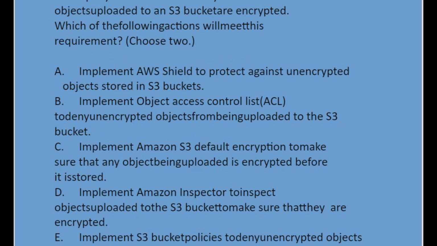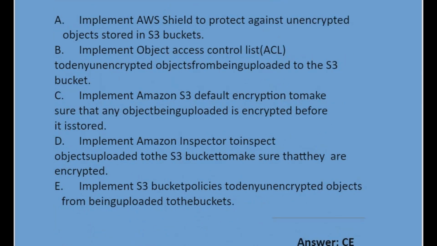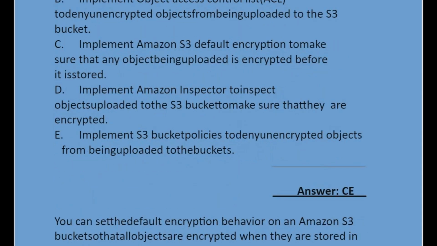Option C. Implement Amazon S3 default encryption to make sure that any object being uploaded is encrypted before it is stored. Option D. Implement Amazon Inspector to inspect objects uploaded to the S3 bucket to make sure that they are encrypted. Option E. Implement S3 bucket policies to deny unencrypted objects from being uploaded to the buckets. Correct answer is option C and option E.